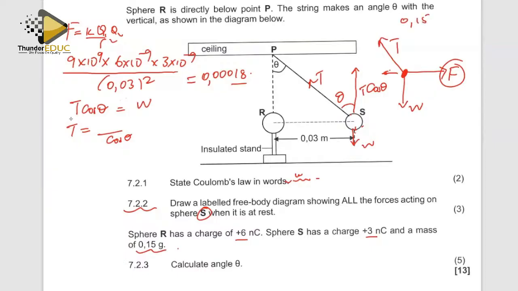The weight is what we had, 0.15. We change this to kilograms, you divide by 1,000. Okay, let's see. 0.15 divided by 1,000, we're getting 0.00015 times 9.8 over cos theta. This is my T. Then I know that this force here will be having the horizontal component, which is the T sine of theta. So T sine of theta, I'll equate it to my weight there, which is 0.00018.